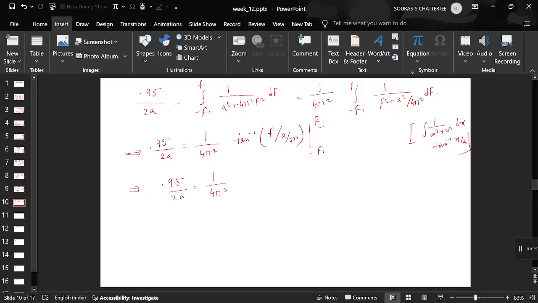So next we'll have this 0.95 over 2a, 1 over 4 pi square. Okay, there is one over a involved, if I'm not wrong. Yes, 1 over a should be here. So 1 over a means here it's 2 pi over a, 2 pi over a, and then I'll have 2 tan inverse of 2 pi f1 over a.